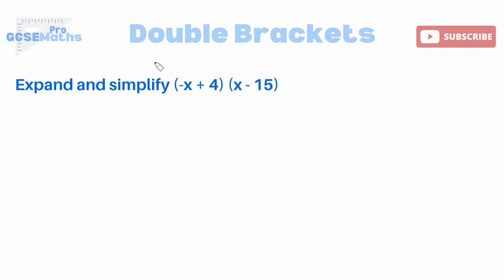Okay, so we're just repeating ourselves again. However, you can see this one's a little bit different because we've got a negative in front of the x, but our process will still be the same. So expand and simplify, minus x plus 4 multiplied by x minus 15. So I'm going to do the first 2 terms multiplied together. So I've got minus x times positive x, which we know will be a minus x squared, okay, minus x squared. Then I've got minus x times minus 15.